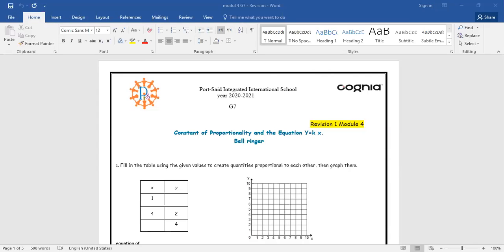So we will decide that this relation represents a proportional or non-proportional in three different cases. These three different cases are number one, graph; number two, equation; number three, what? Table. Number three, table.